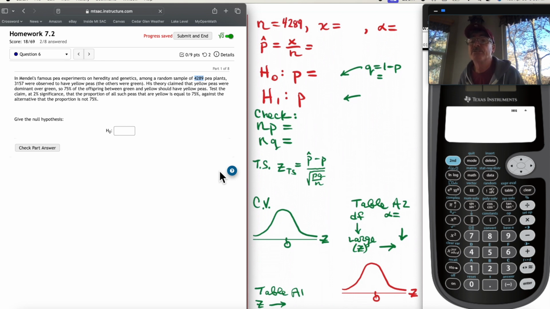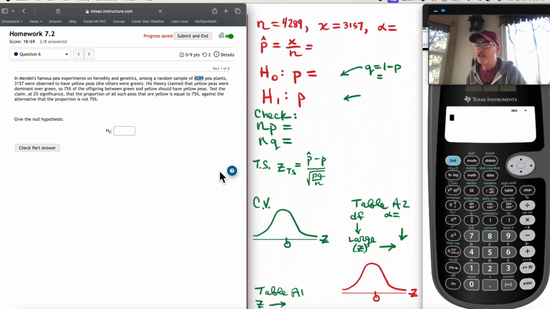Pea plants, 3,157 were observed to have yellow peas. I think that's the color of the flower, but honestly I don't know. The others were green. His theory claimed that yellow peas were dominant over green, so 75% of the offspring between green and yellow should have yellow peas.